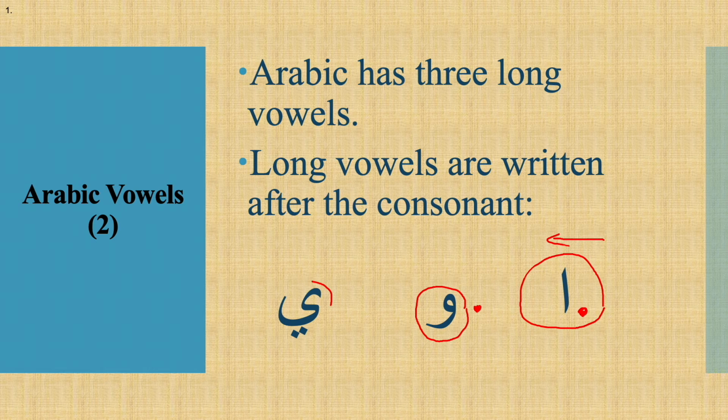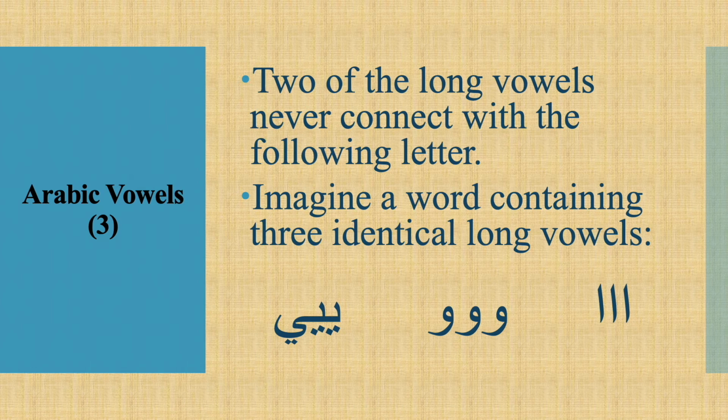And if you write this symbol here, this letter, after a consonant, let's say you have a consonant here, and you write this after it, we write in this direction, remember, right to left, you've added a long E after that consonant. So let's read these long vowels together. A, U, and E.